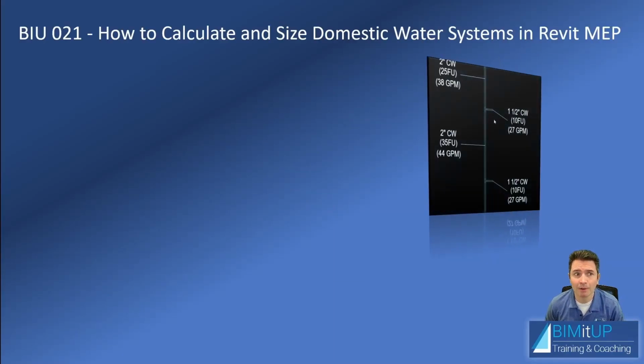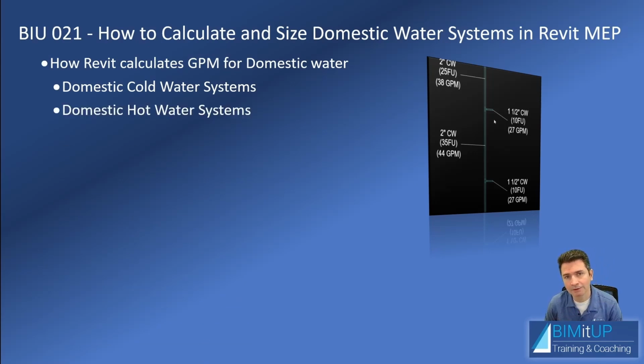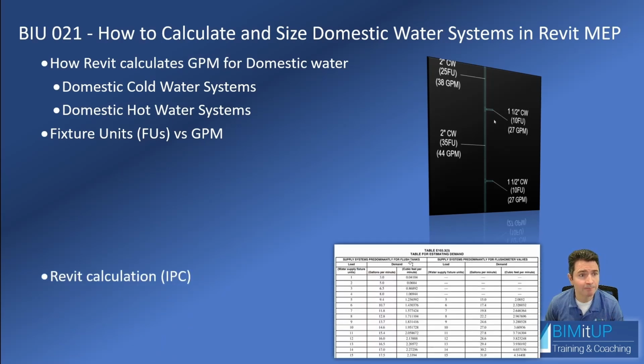Today we're going to talk about how to calculate and size domestic water systems in Revit MEP. I'm going to show you how Revit calculates GPM, and this is exclusively for domestic water, so domestic cold water systems and domestic hot water systems. We're going to brush on fixture units versus GPM.